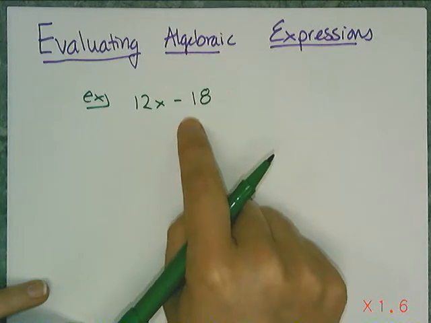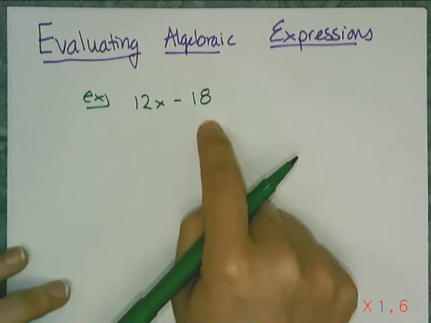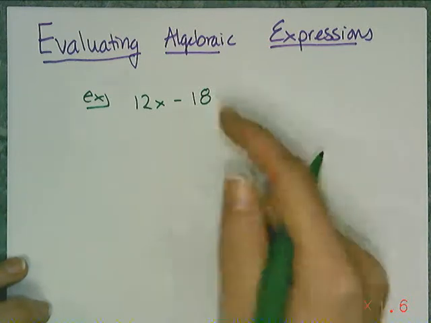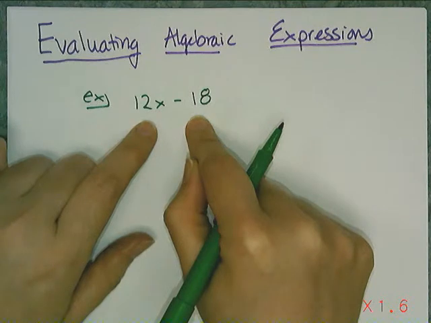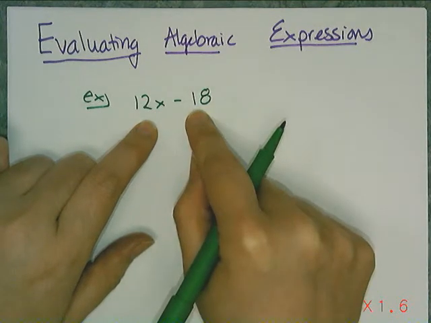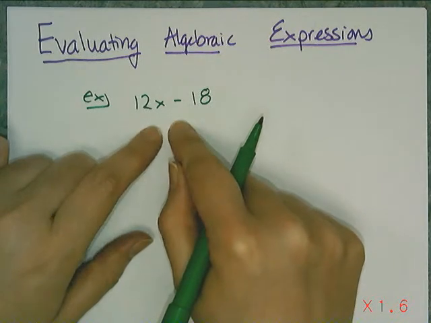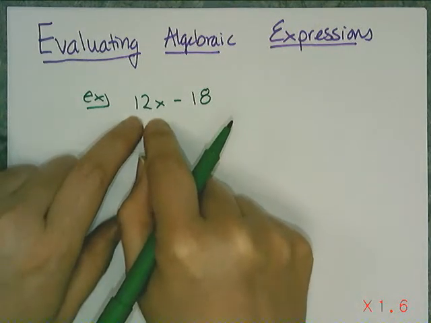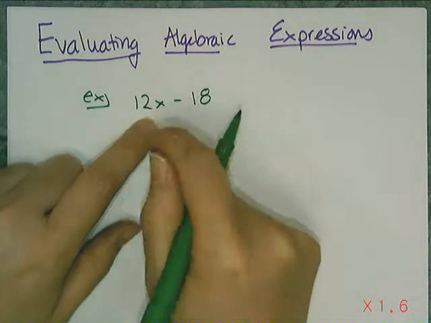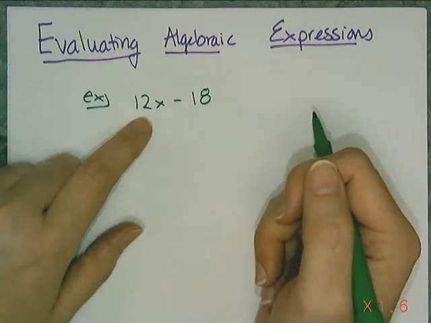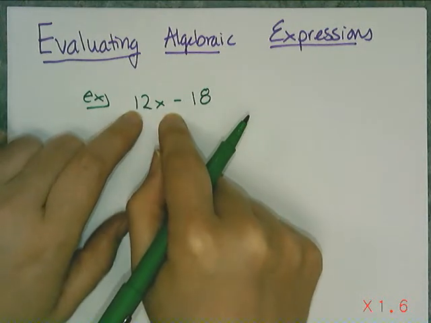It's 12x minus 18. Algebraic expressions have numbers and variables and mathematical operations, and they're made up of these things called terms. This one has two terms. It has a 12x and then an 18. You can tell something's a term because they're usually separated by addition or subtraction. Now, this variable term is very important. And the number 12 in this variable term is called a coefficient. So if you ever hear me talk about a coefficient, it's the numeric factor of a term. Okay?